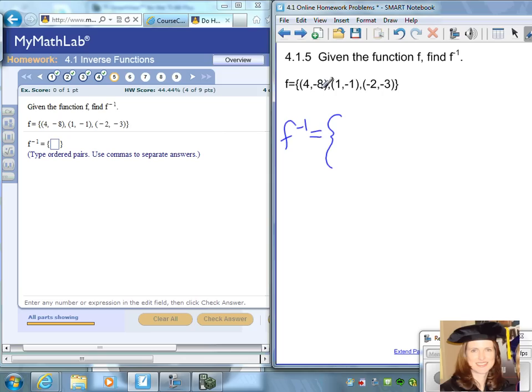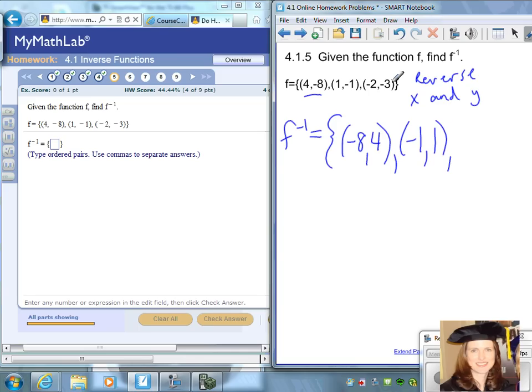Now 4 comma negative 8 is a point on the original function. In the inverse, the x's and the y's are reversed. So reverse x's and y's. So the 4 negative 8 is going to be negative 8 comma 4. That's going to be a point on the inverse. 1 negative 1, that corresponds to negative 1 comma 1. And then negative 2 negative 3 becomes a negative 3 negative 2. Alright, so what I've done here is simply reverse the order of the x and y in each point, and that's a point on the inverse.